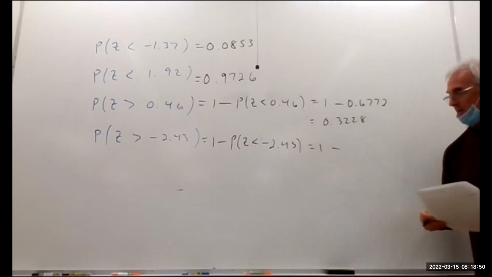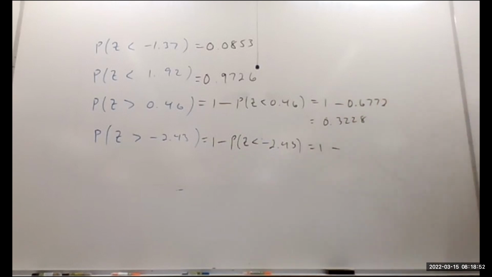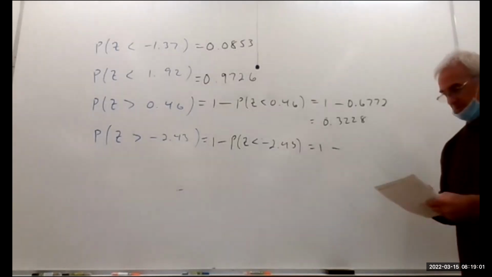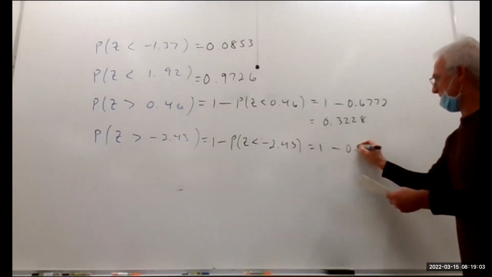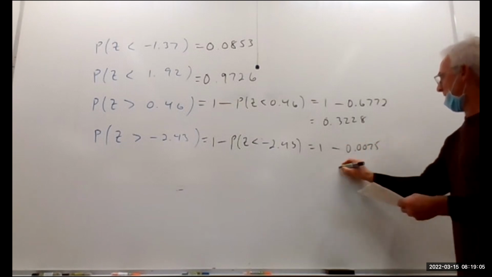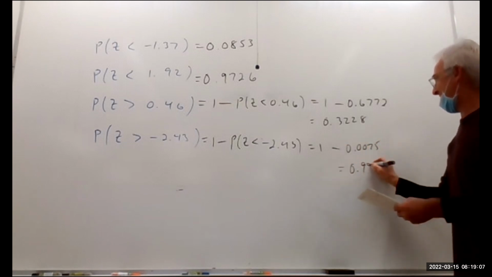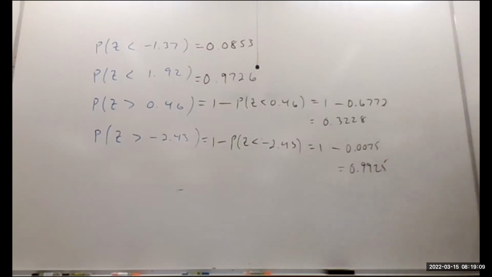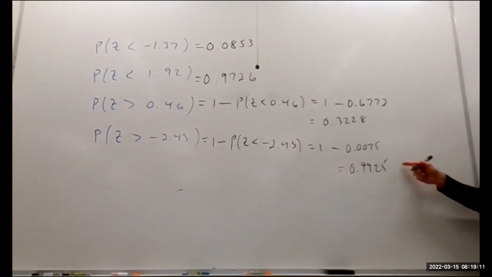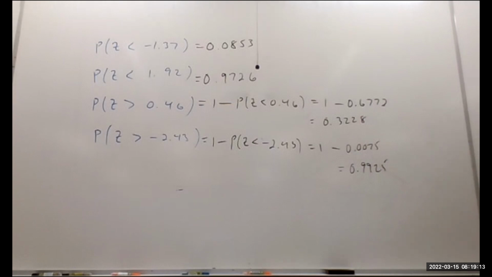And so negative, somebody else now, negative 2.43. What do you got, Robert? What's the probability of being smaller than negative 2.43? 0.0075, which gives us an answer of 0.9925. Wow. So that means almost all of the scores are going to be bigger than a negative Z-score that big.